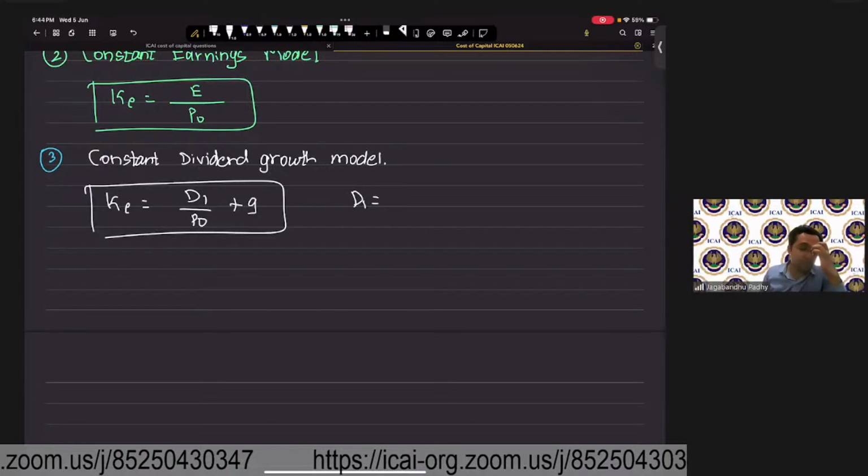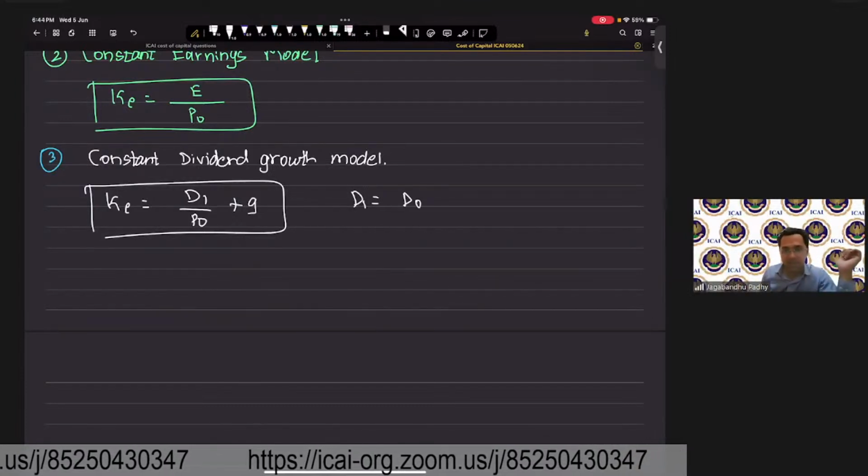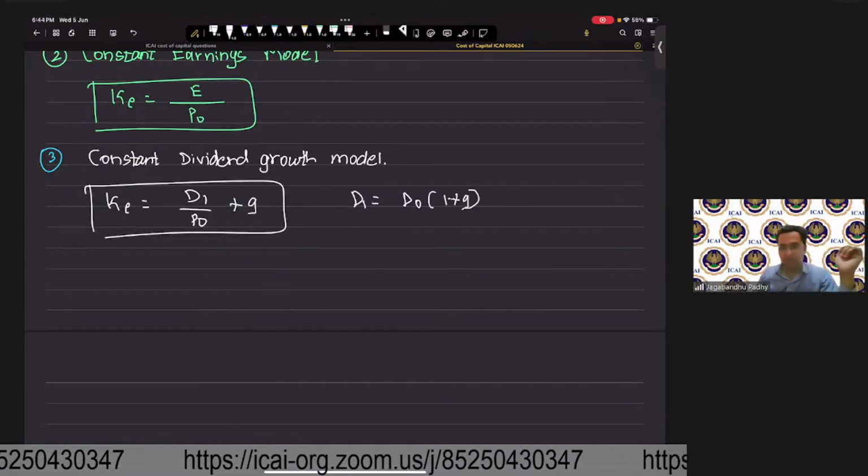If you don't have the expected dividend in the next year, you will definitely know the dividend that you have paid recently. Just add the growth factor to it, multiplied with 1 plus g.